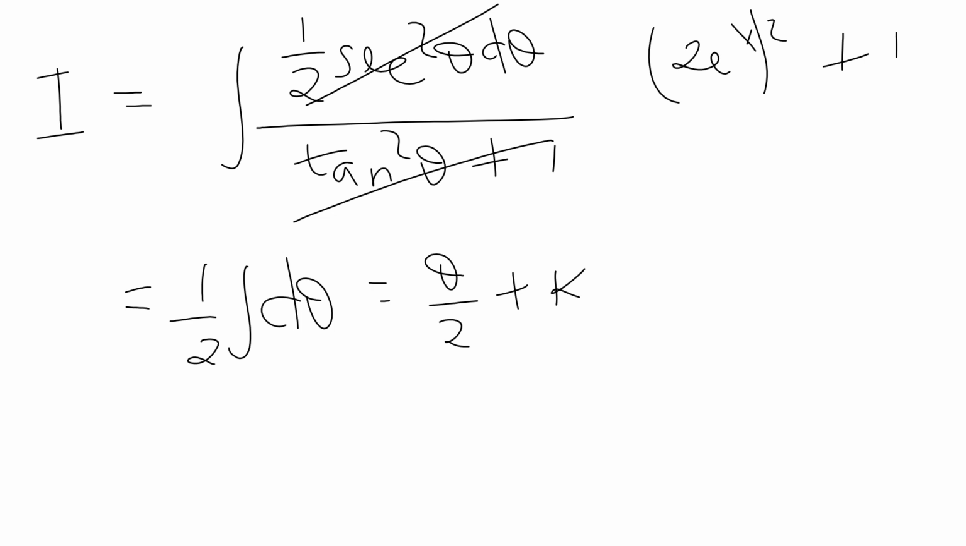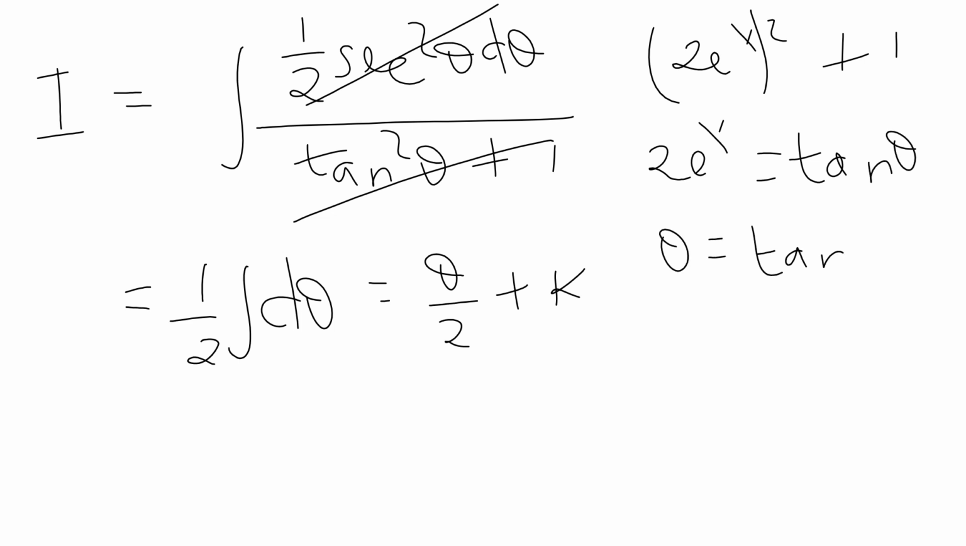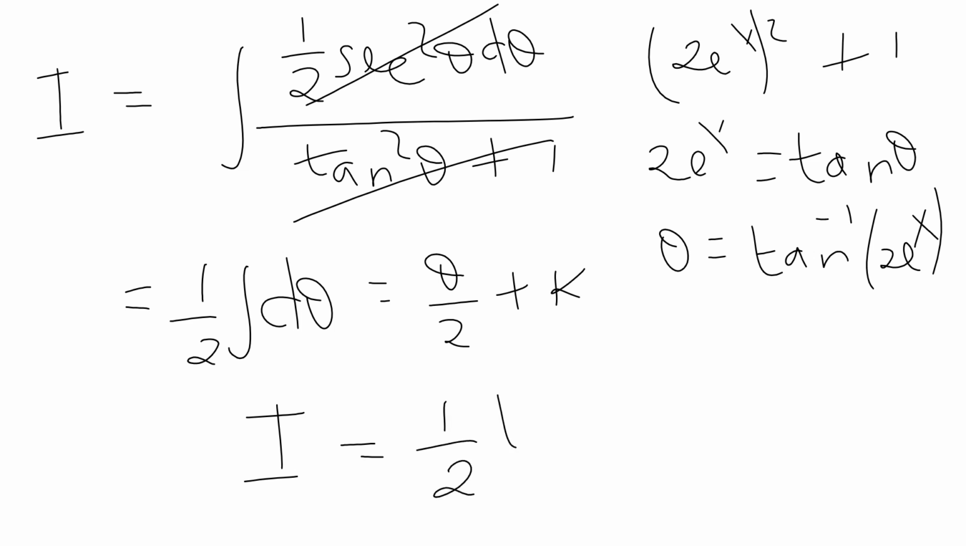But now we know that 2e to the x was equal to the tangent of theta. It means that theta is tan inverse of 2e raised to the power x. So it therefore means that my integral I will just be equal to half times theta, which is tan inverse of 2e to the power x.